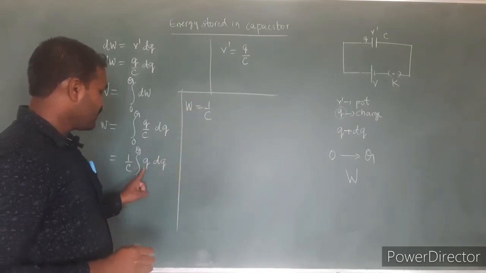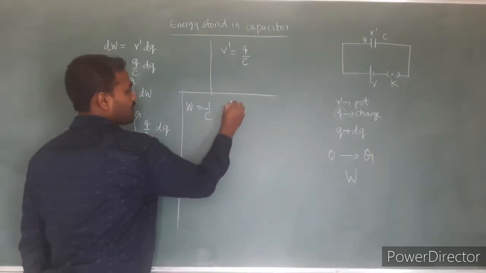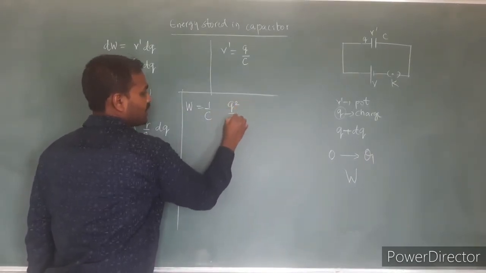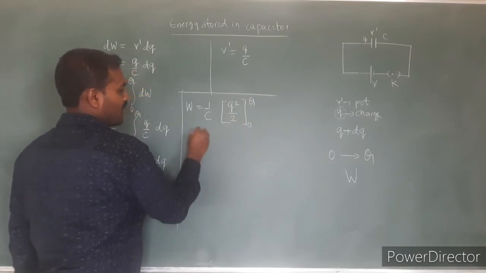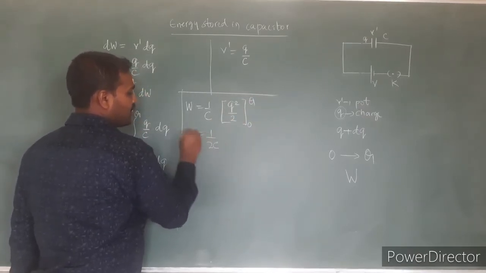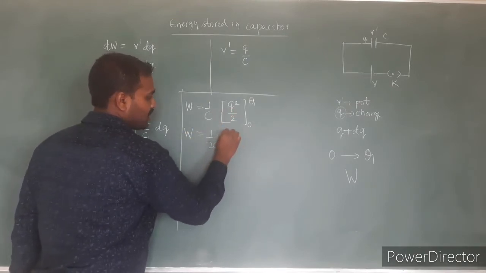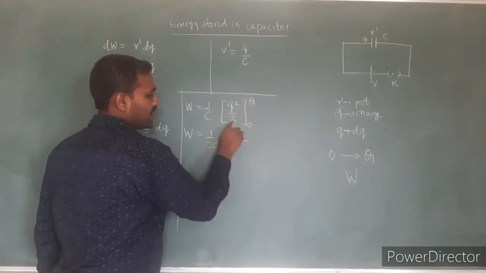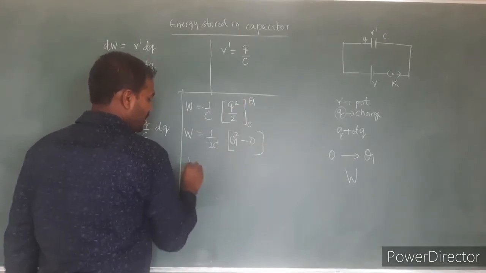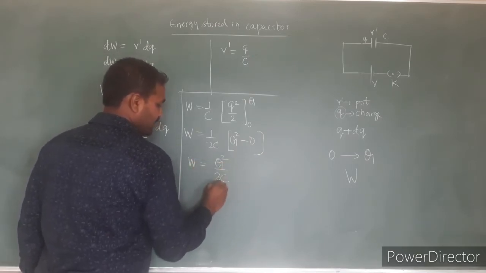I know the integration of Q with respect to Q is Q square divided by 2, between the limits of 0 to capital Q. I take 2 outside, 1 divided by 2C. I will apply the limits here. First, I will apply the upper limit, that is capital Q square, minus the lower limit which is 0. Hence, W is equal to Q square divided by 2C.